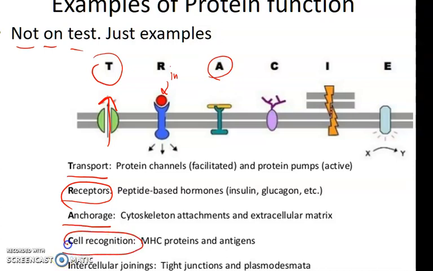Cell recognition, remember the glycolipids and glycoproteins? That helps the cells talk to each other. And there's actually this protein called major histocompatibility complex 1. And that actually is part of your immune system. It lets your white blood cells recognize the cell as belonging and doing the right thing.